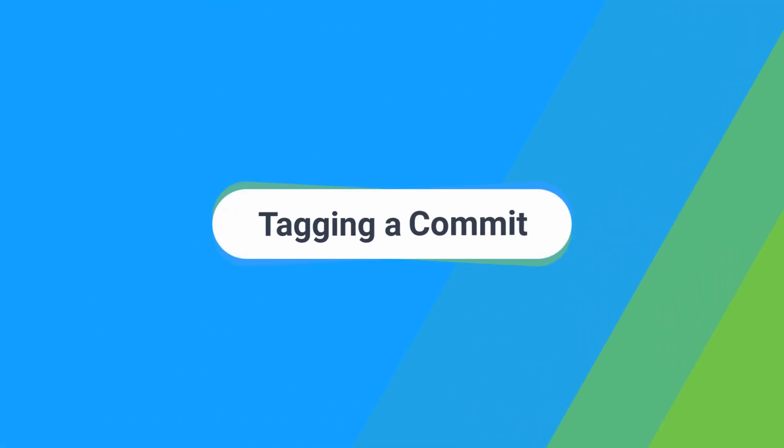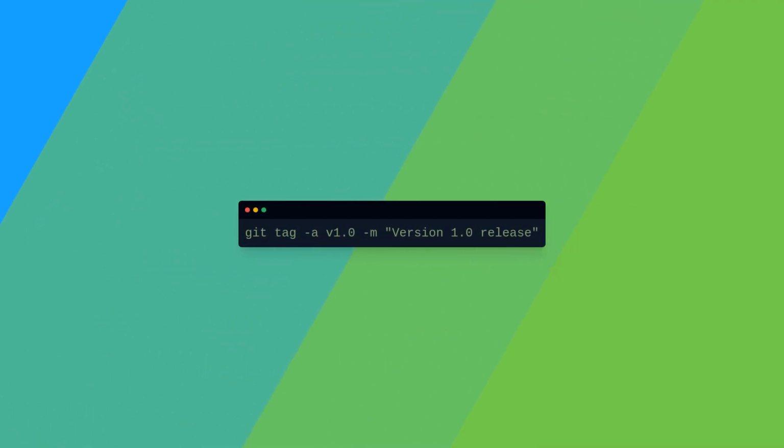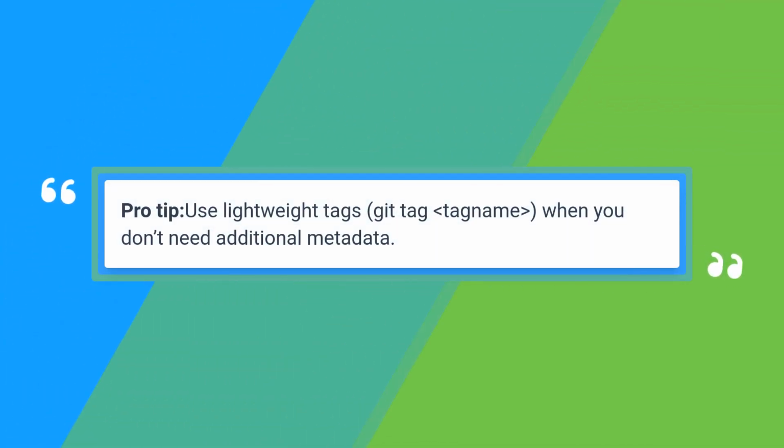Tagging a commit. Tags are useful for marking specific points in your Git history, such as releases. Why it's cool? It helps in marking important milestones, making it easy to jump back to a particular version later. Pro tip, use lightweight tags, git tag, when you don't need additional metadata.